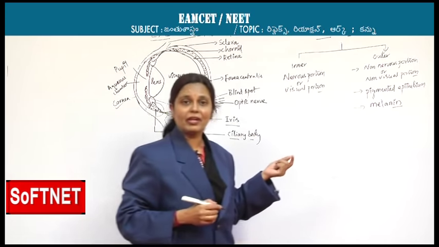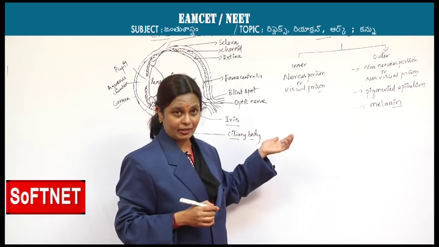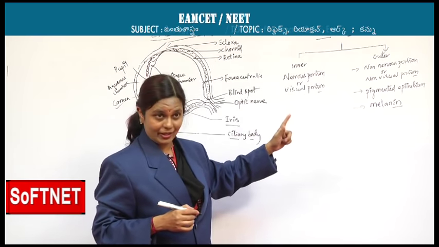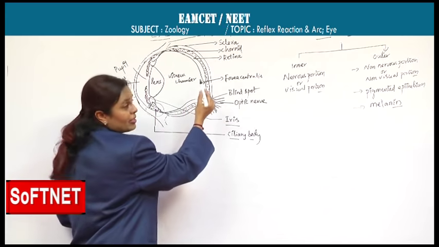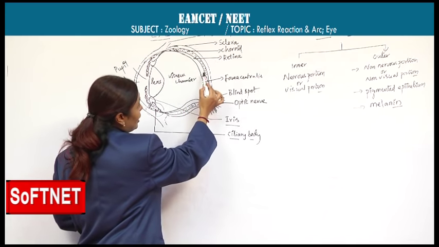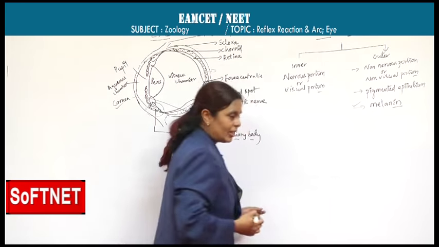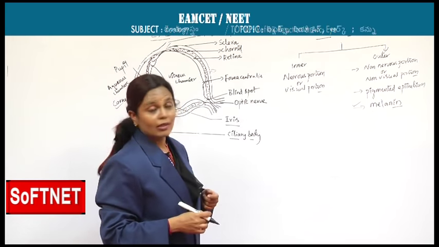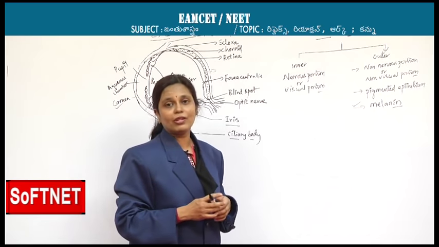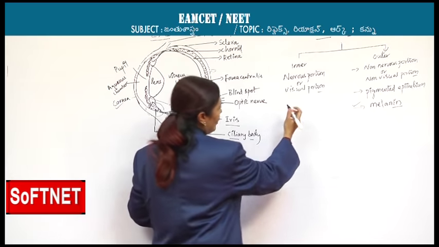And what is the significance of this melanin? What is this melanin for? It absorbs the light and prevents the penetration of the light from the retina to the outer layers of the eyeball. And next, about the inner nervous portion or visual portion of the retina.